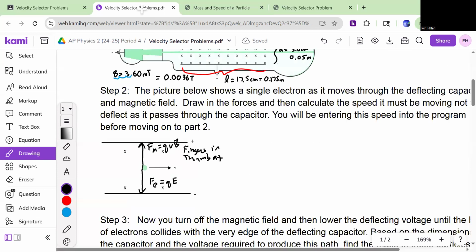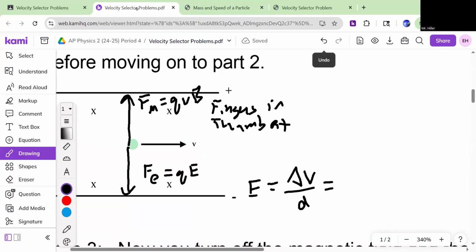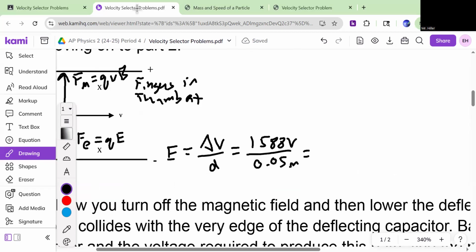Okay, so that's what we're going to use to solve for the speed. Now, we're going to need the electric field. We don't have it, so we'll find the electric field by taking the potential difference divided by the distance between the plates. For me, the potential difference was 1588 volts divided by 0.05 meters. I'm getting a value of about 31,760 volts per meter. So that's my electric field.